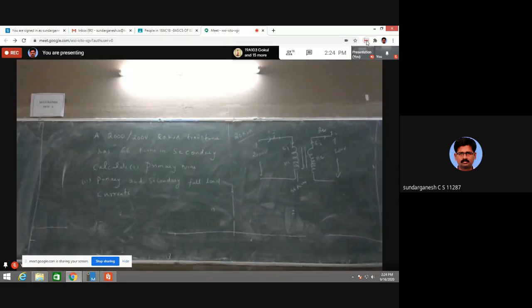So these are the given data. I have drawn the diagram from the given problem. We know the voltages V1, V2, and N1. We don't know the other terms, so we have to find them.